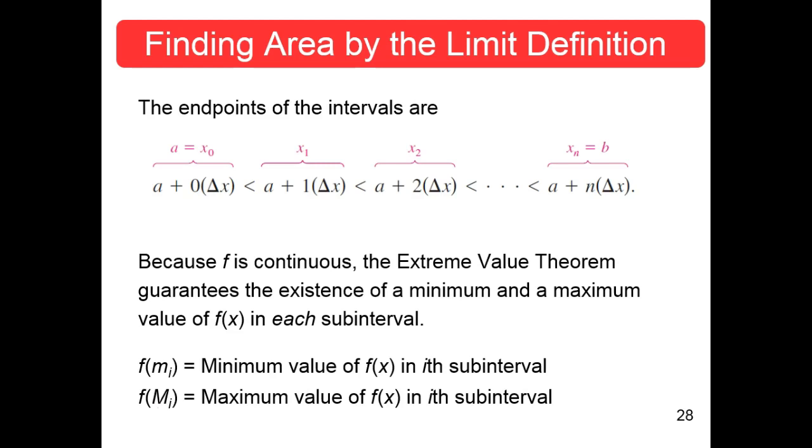Because f is continuous, the extreme value theorem guarantees the existence of a minimum and a maximum on each subinterval, no matter how many subintervals you have. So f sub mi would be the minimum value of f of x on that interval, and f sub capital Mi would be the maximum value. They don't have to be the endpoints. They could be some point in between, but there's some minimum and maximum there. Okay?